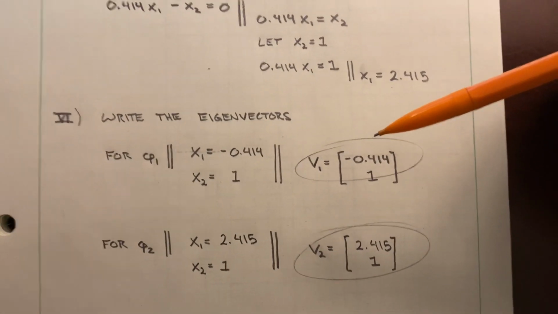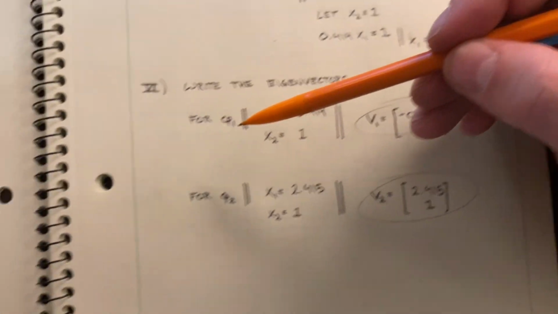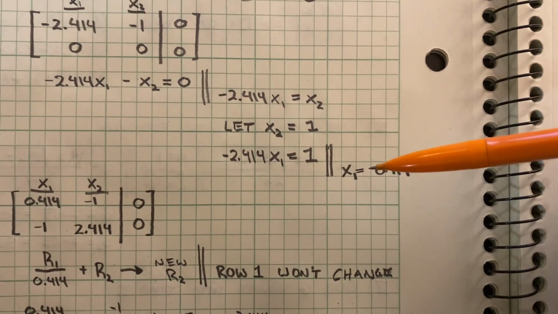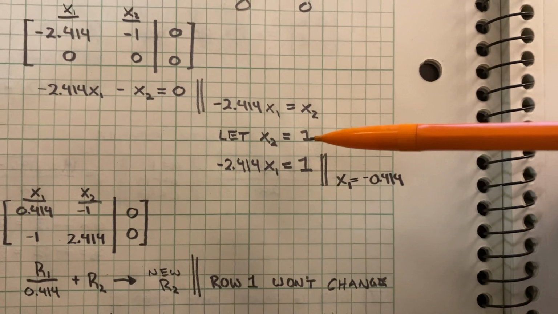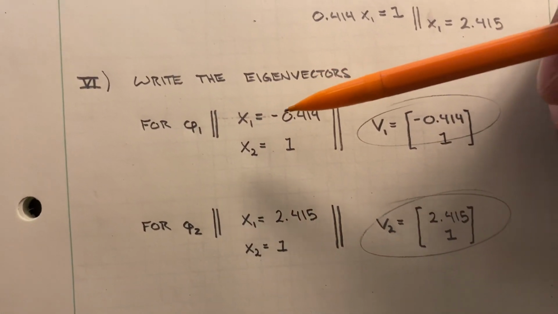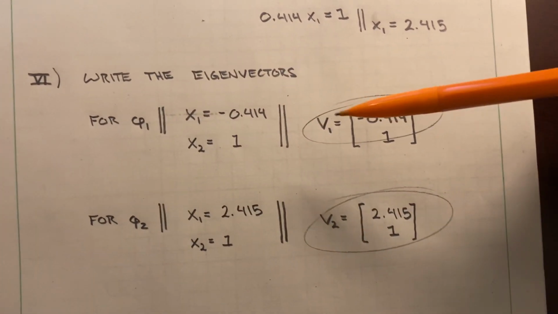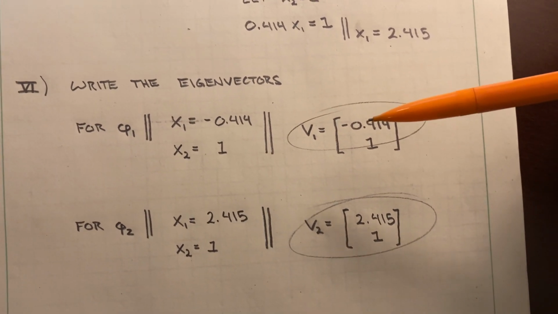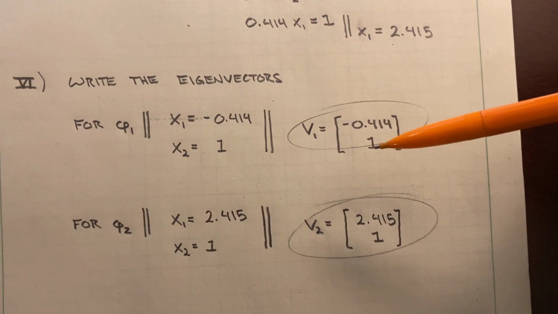Step 6, write the eigenvectors. For phi 1, we had x1 is equal to negative 0.414, x2 is equal to 1. So v1, or eigenvector 1, is negative 0.414, 1.